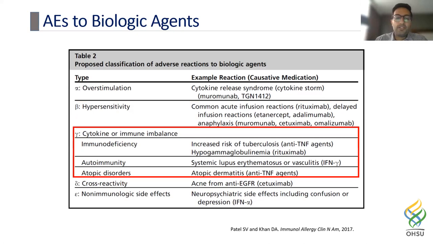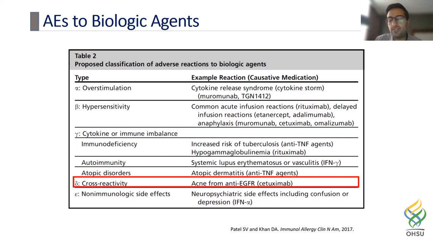Then you have gamma, which is like the medications working too well. Like the immune deficiency that you get with rituximab. Rituximab knocks out the B cells and you get hypogammaglobulinemia. That's an adverse event because your intent was not for them to be persistently hypogammaglobulinemic, but it happens because you're directly affecting that part of the immune system. You can also develop autoimmunity from certain biologics such as SLE. And you can actually develop even atopic dermatitis with these anti-TNF agents. This is causing an imbalance in the immune system, which can happen obviously if we're messing with the immune system.